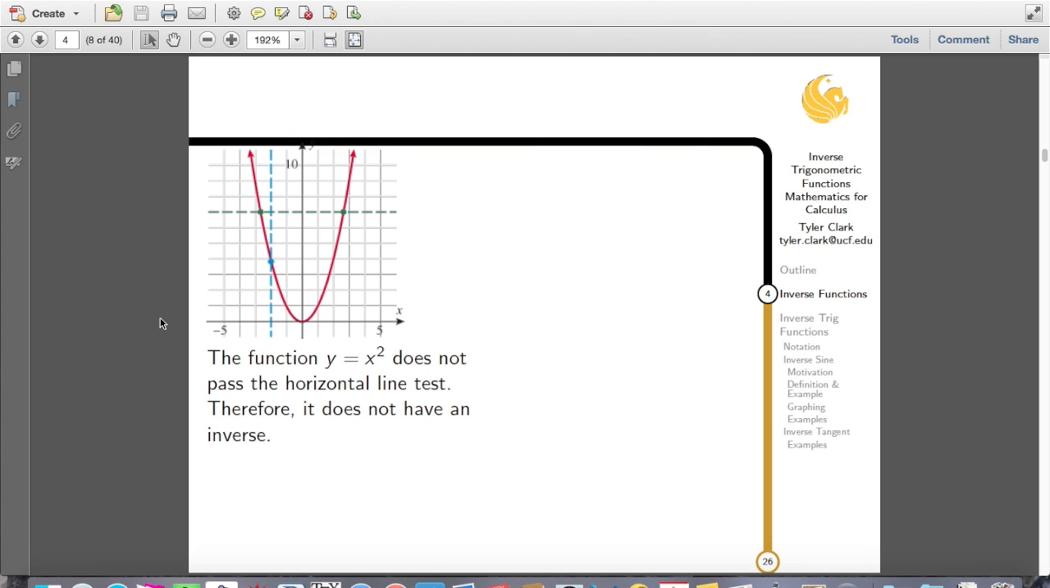So let's look at the function y equals x squared. We see that it doesn't pass the horizontal line test because if we put a horizontal line at this level here, at this y value, then it crosses the graph at two different points. So it fails the horizontal line test and it doesn't have an inverse as it is right now.